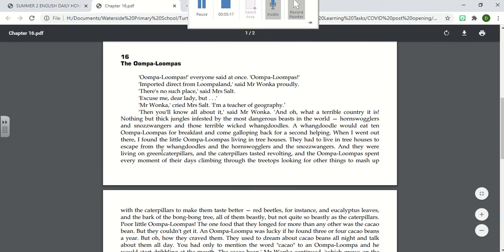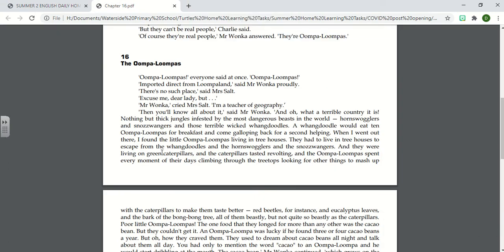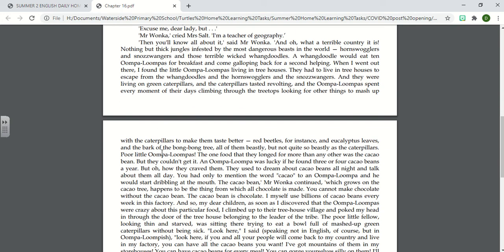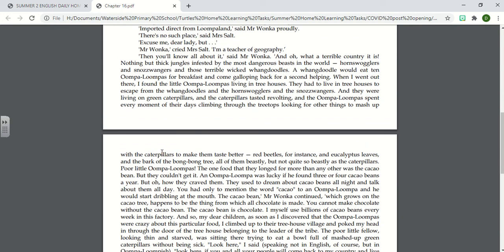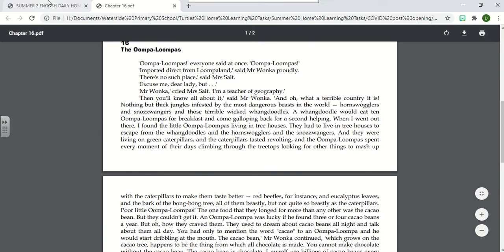Remember, you've got all the information that you need to know about the Oompa Loompas in chapter 16. If you want to be more creative with what you are writing, then that's absolutely fine. But all of the core information, the main information, is in chapter 16.